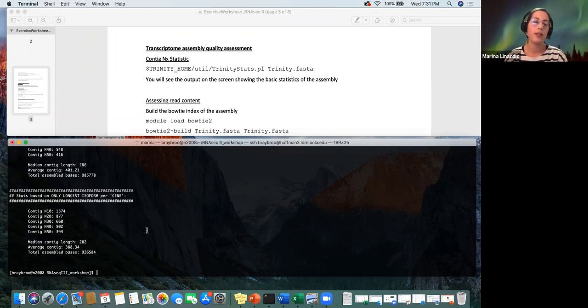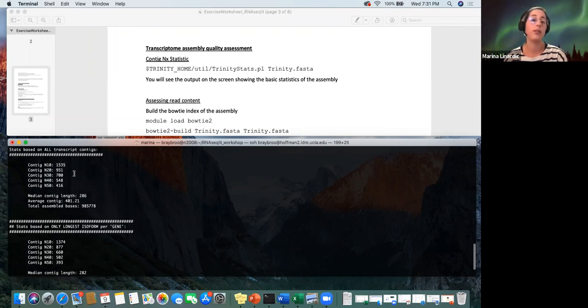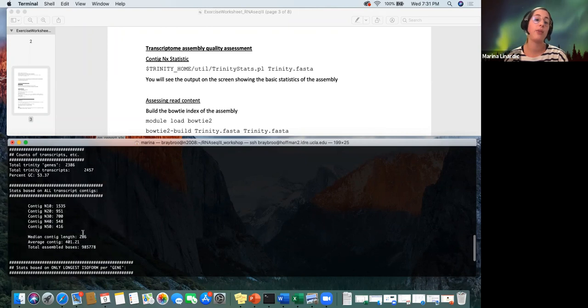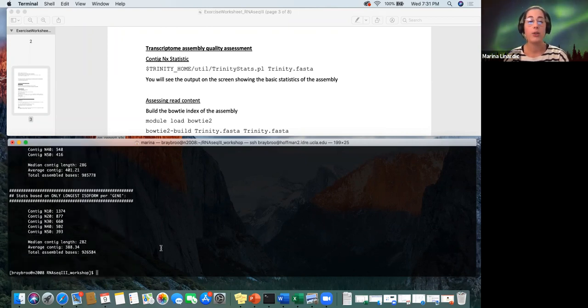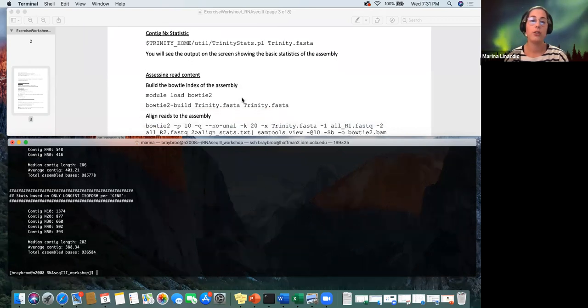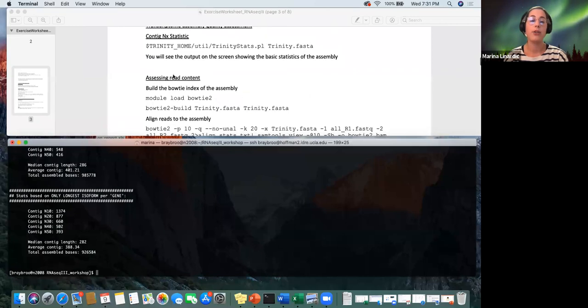It's informative, but not really. We cannot conclude much about our assembly. We just know a little bit how many genes we have, and what the basic statistics look like. What we're going to do next is look at the read content. If you remember from my presentation, there was another step here with the contig Nx statistics called ExN50.